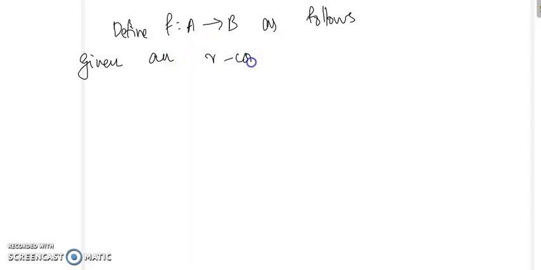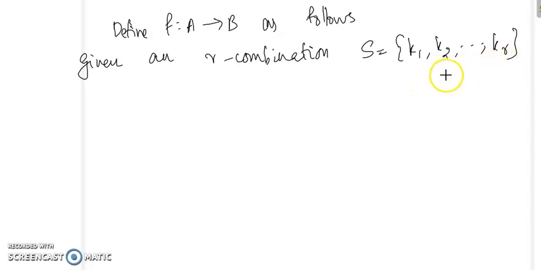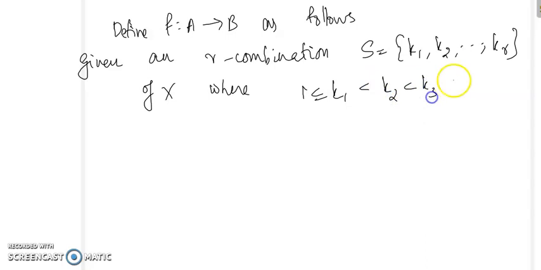So define f from A to B as follows. So given an r-combination, say if you have an r-combination k1, k2, etc. kr, so these are numbers between 1 to n of X such that they are not consecutive, where you have 1 less than or equal to k1, which is strictly less than k2, and so on, kr, which is less than or equal to n.